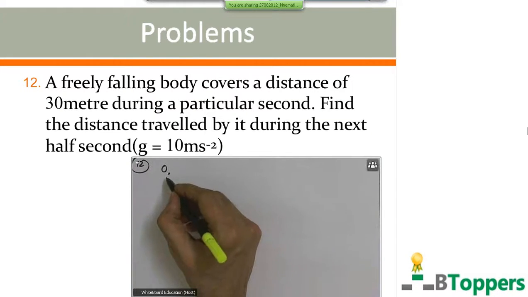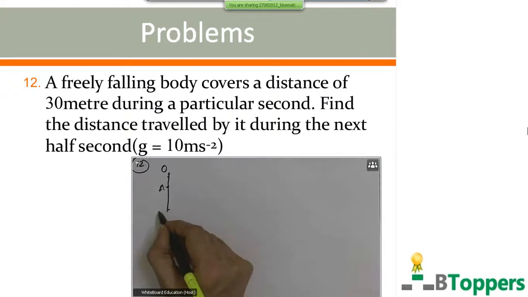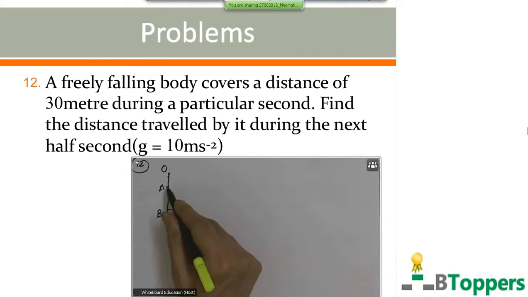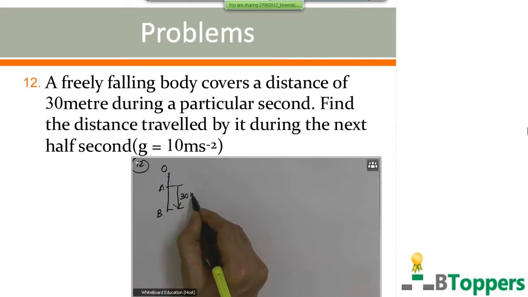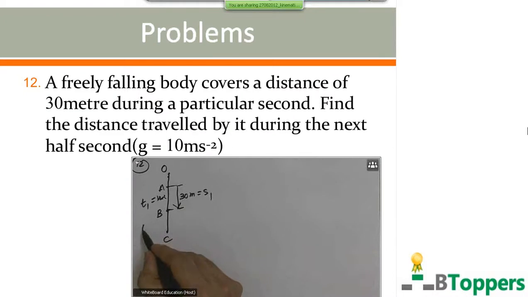So let O be the starting point from where the body begins to fall freely under gravity. Let us suppose the body travels from A to B during the particular second when it has covered a distance of 30 meters. So the time of motion from A to B is 1 second. Let us suppose the body travels from B to C in the next half second. Let S2 be the distance covered in the next half second.